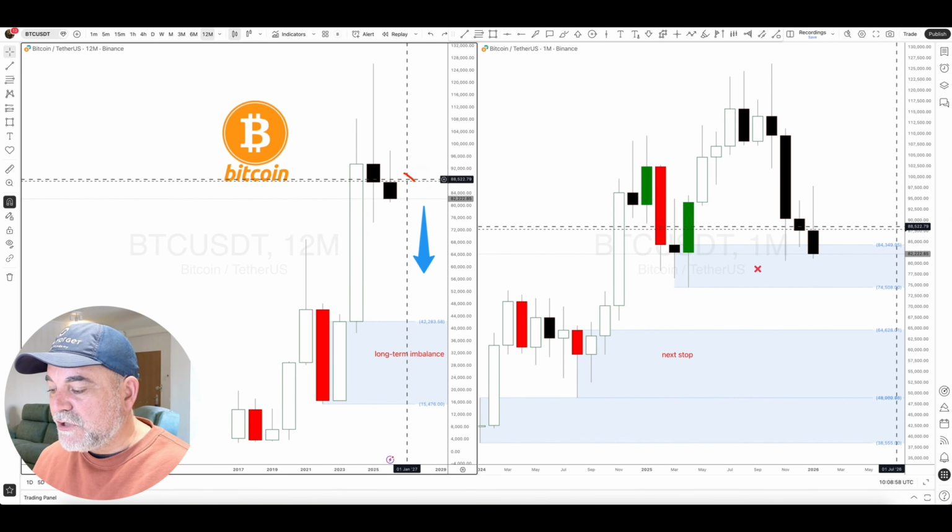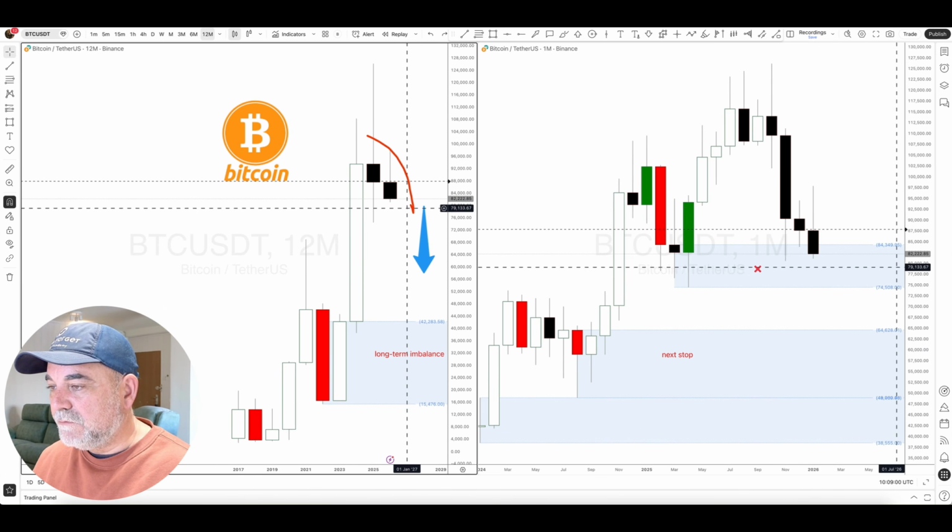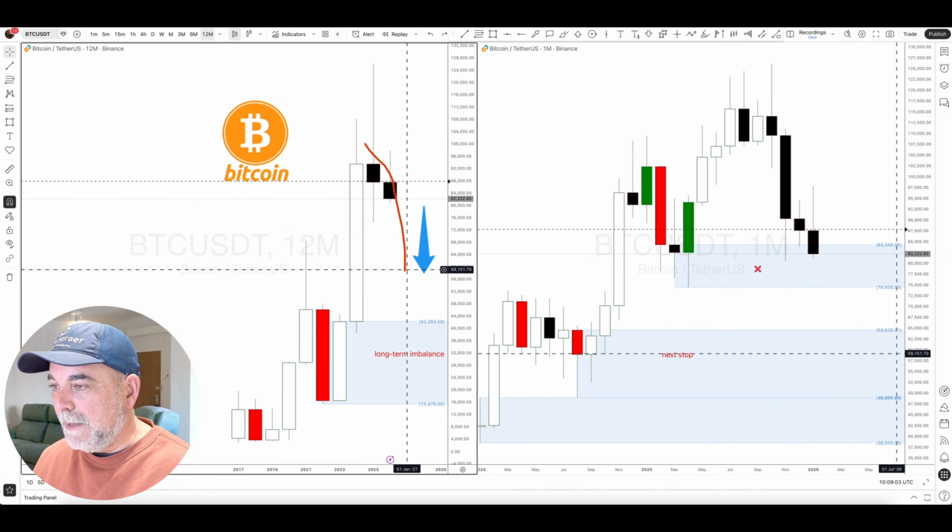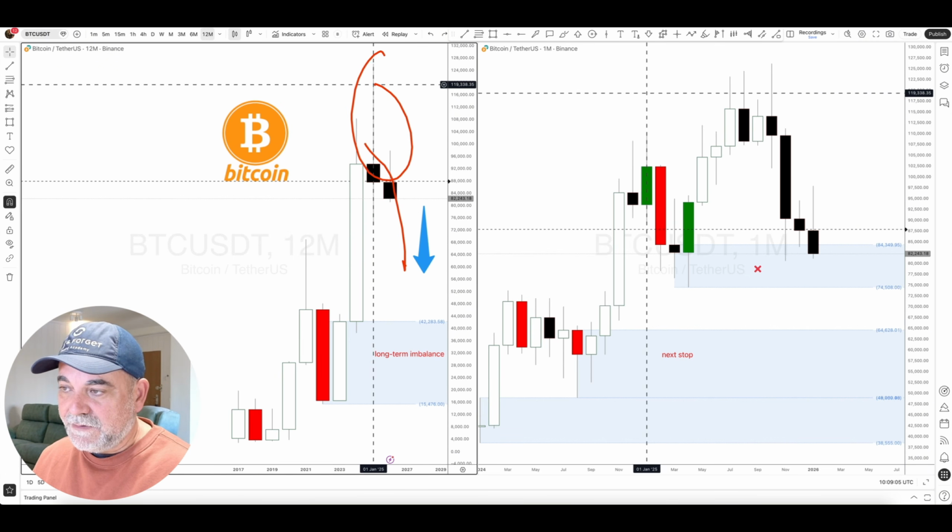Okay, so on the 12-month chart, Bitcoin is already rolling over. The dump may have started. Well, it already started last year.